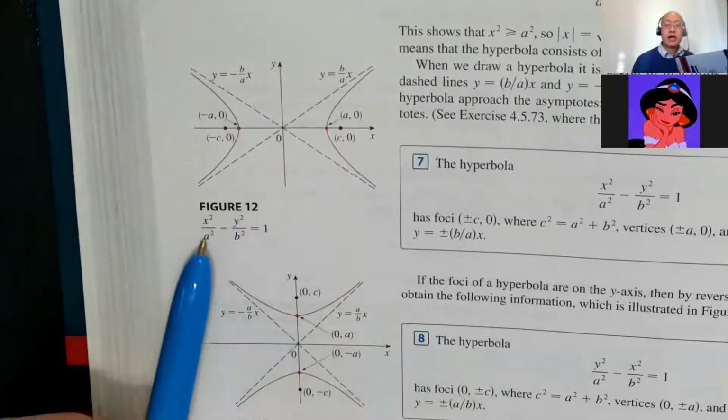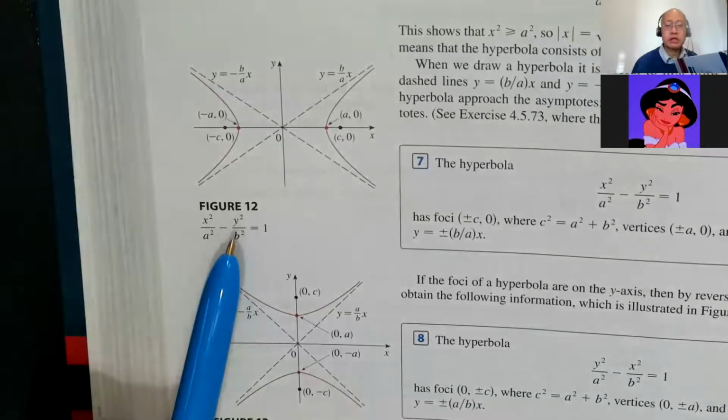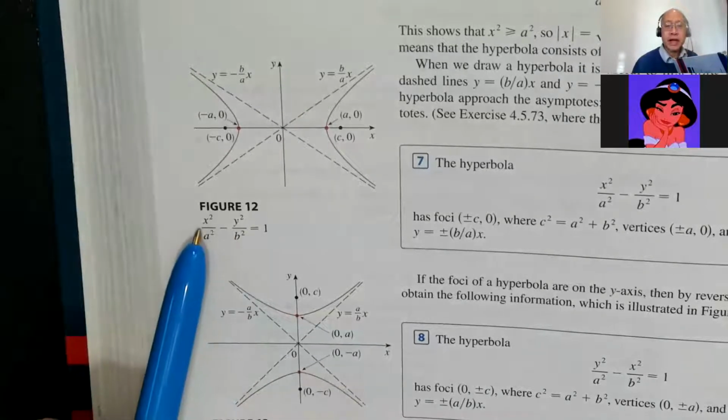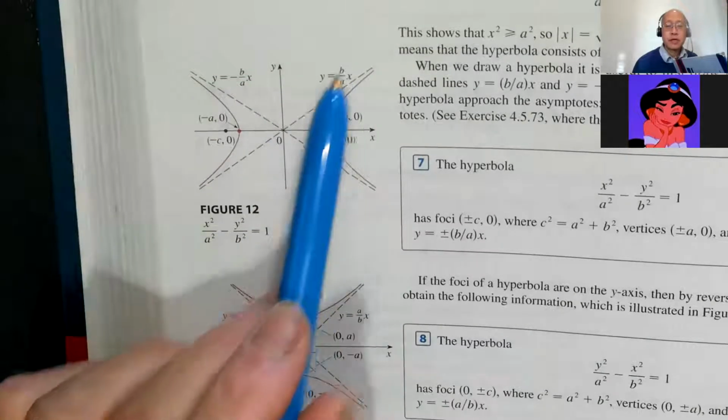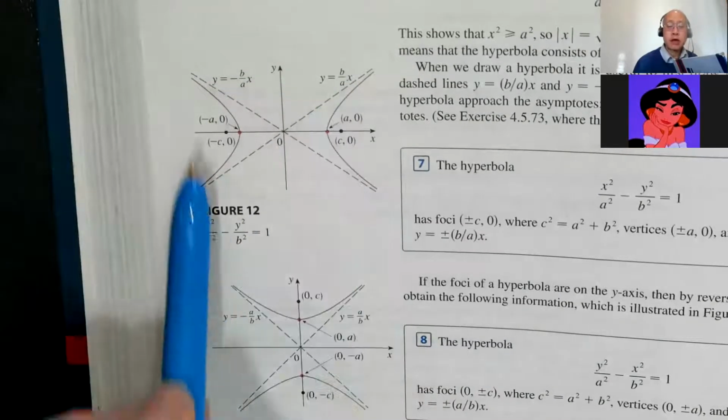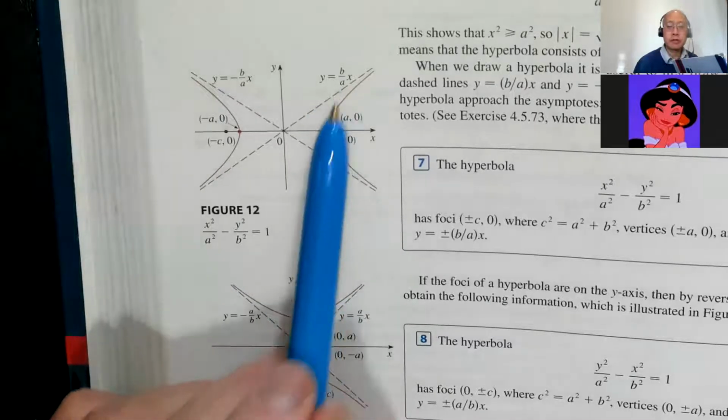So figure 12, x squared over a squared minus y squared over b squared equals 1. The x is positive, the y is negative. It's going to go left and right. These are asymptotes. The graph gets really, really close to the asymptotes, but doesn't quite touch it.